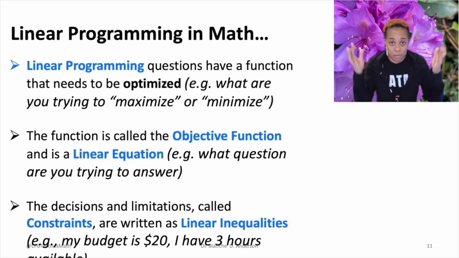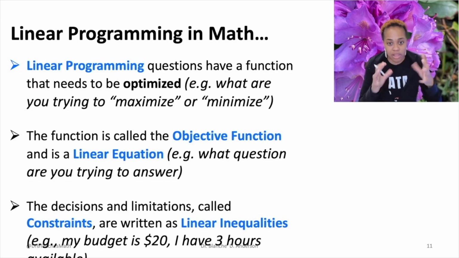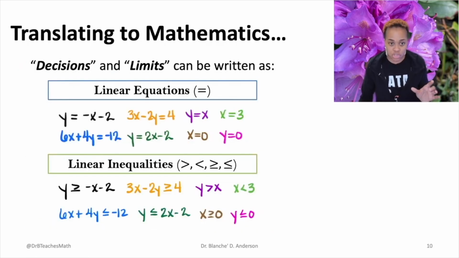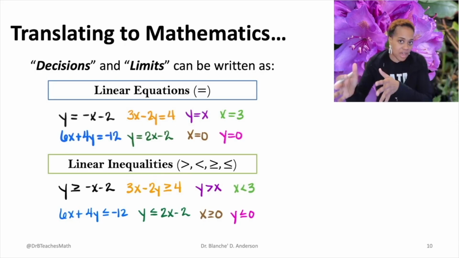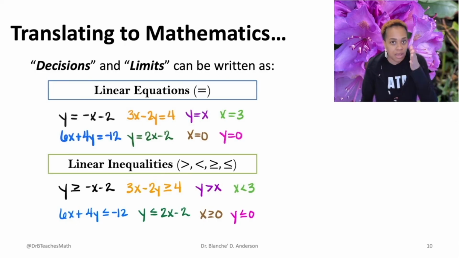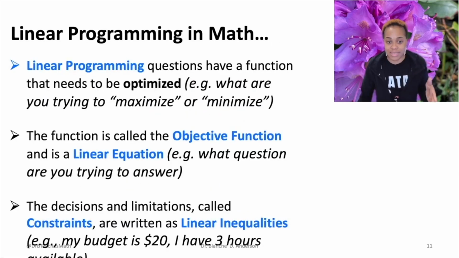Your main objective in a linear programming question is called an objective function. You're trying to optimize that. So when you're writing that objective function, whatever your objective is, you would write it as a linear equation. That's with the equal sign. It would look like this because you're trying to get a set value, a set profit, a set amount. So you would write that as a linear equation.